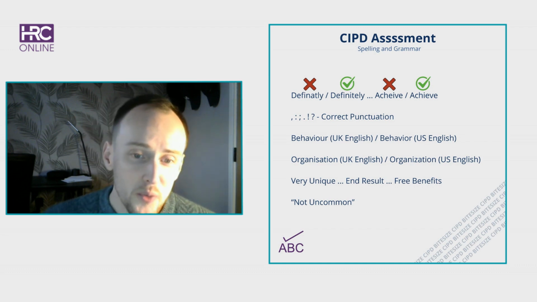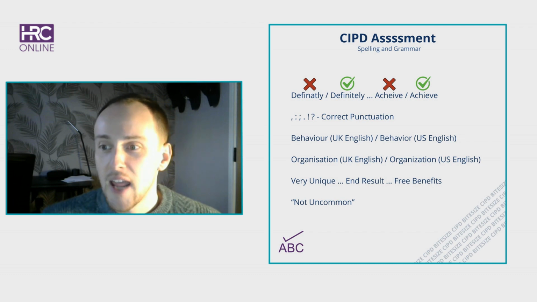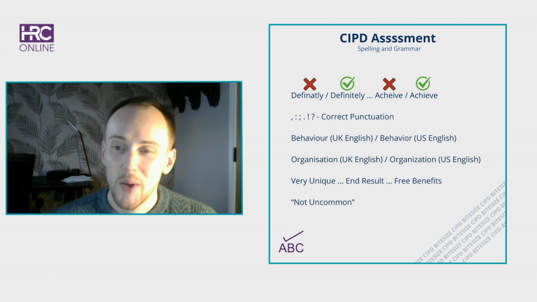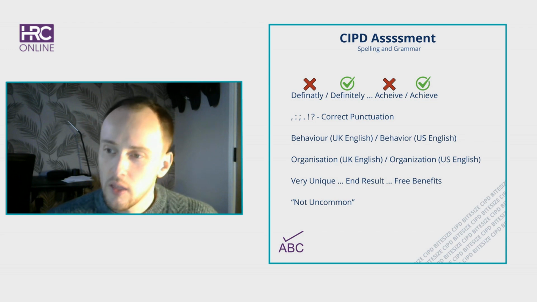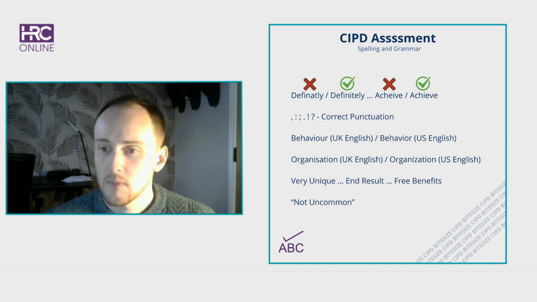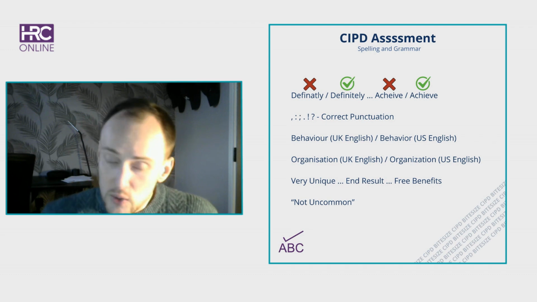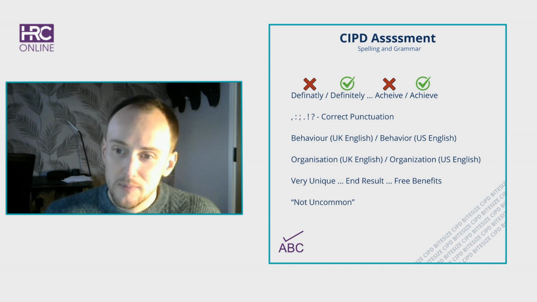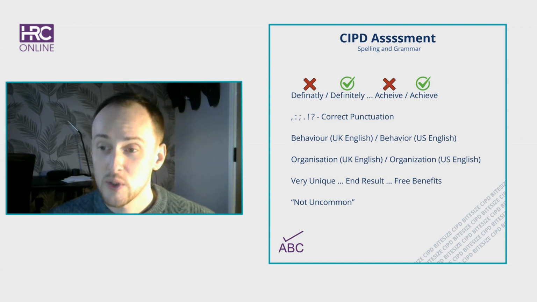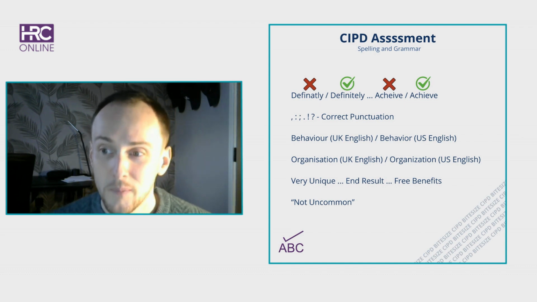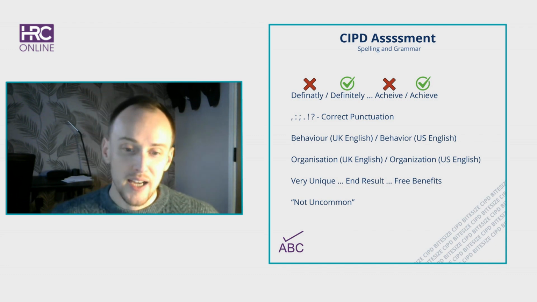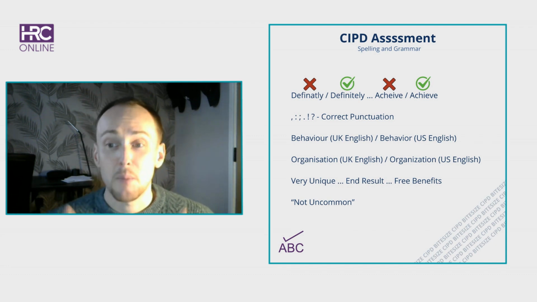Okay, and also as well, there is a UK English and US English that exists. So in this instance, there are two different ways to spell one word, even though it's the same language. Because we are a UK accredited course, we would like you to be using UK English. So for example, spell behaviour, O-U-R, and organisation with an S instead of a Z.